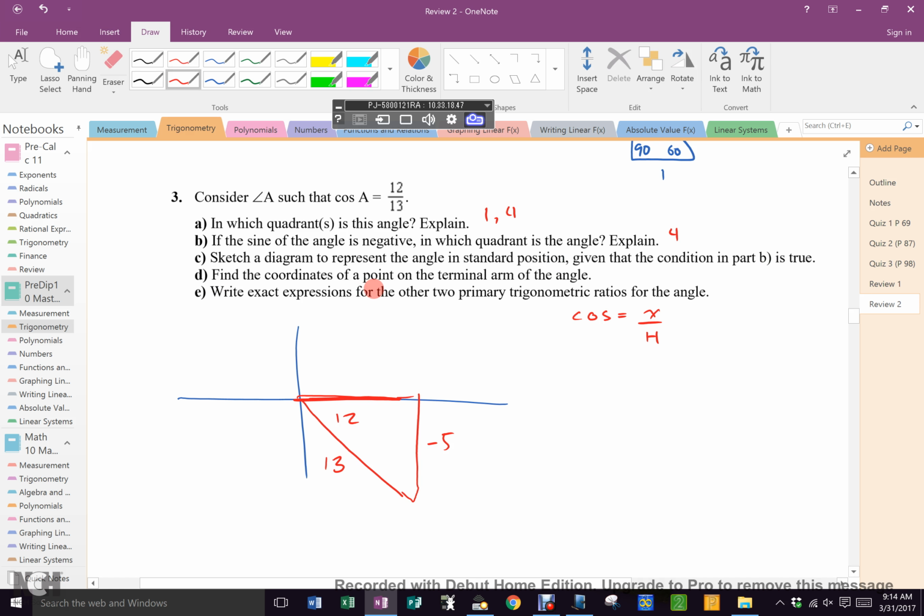Find the coordinates of a point on the terminal arm. Well, if the sine is negative 5 over 13, then it must be 12, negative 5, correct? Because I went out 12, down 5. And write exact expressions for the other two. Tan, negative 5 over 12. Oh, we've already got cos. Cos, 12 over 13. And sine, if you forgot, is negative 5 over 13. Great.